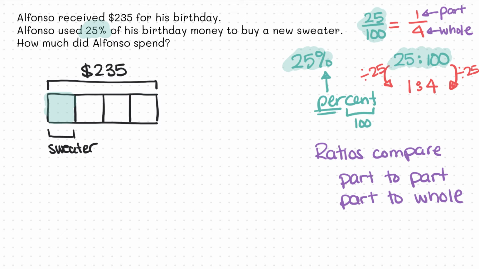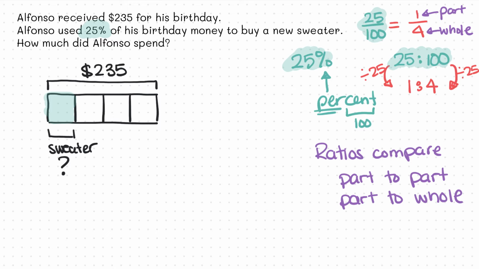And then we want to know how much did Alfonso spend. So what are we trying to find out? Well, we're trying to figure out the sweater. So that can be our question mark here. So now what can we do? Well, in our picture, 235 is equal to 1, 2, 3, 4 boxes. So we're going to have to do 235 divided by 4. So let's work that out.